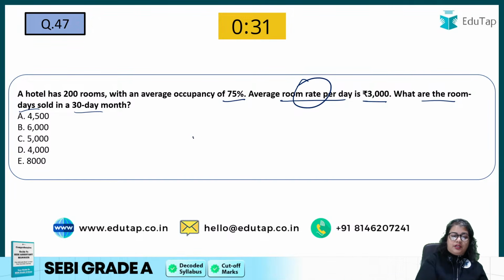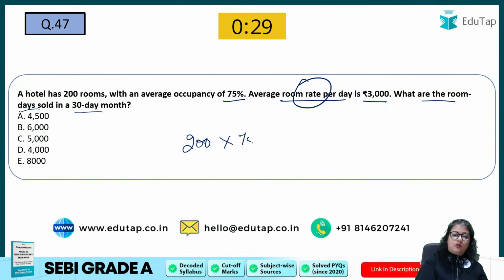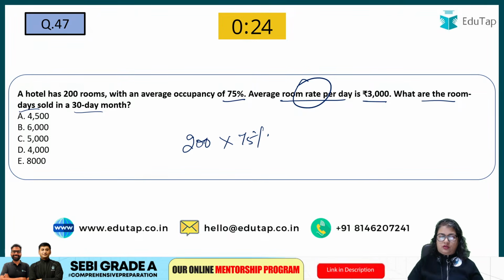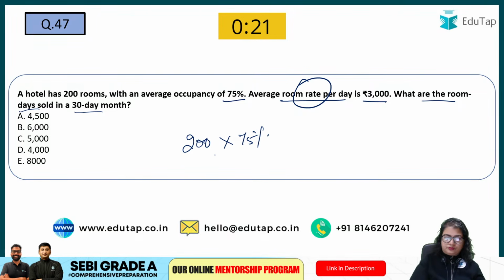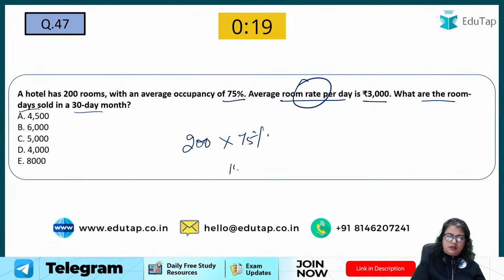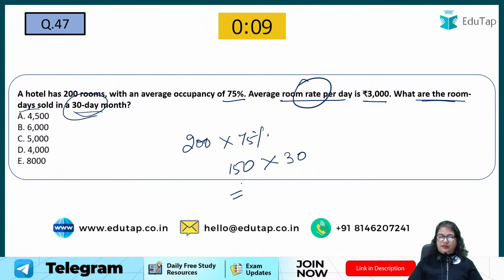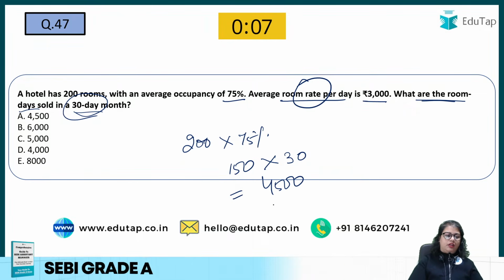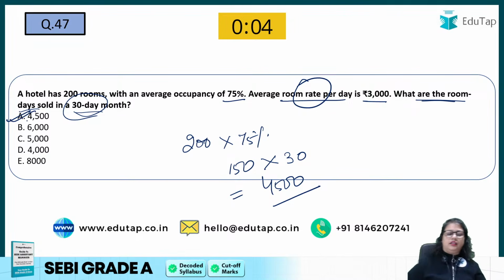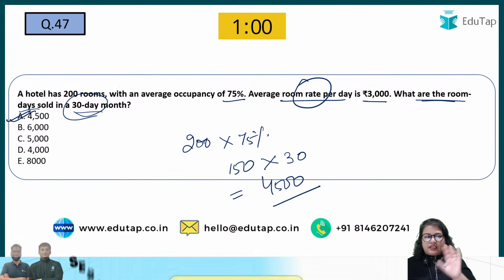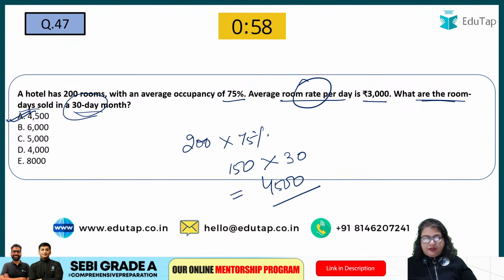So how will you calculate? It has 200 rooms, occupancy is how much? 75%. So you can calculate 200 into 75%, that would be how much? 150, right? It would be 150. And what are the room days sold in a 30-day month? So for 30 days, how much it will be? For 30 days, 150 into 30, that is 4500. 4500 is the room days sold in a 30-day month. Okay, so here we will not take the room rate because rate was not asked, only room days were asked. So 4500 will be the correct answer.